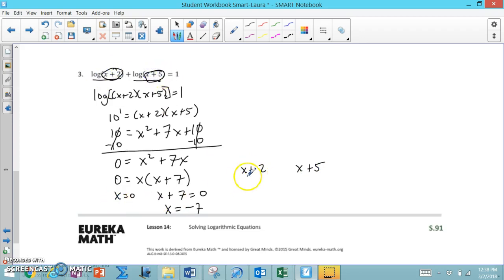So I do have to check if I plug 0 in here. Yes, that's greater than 0. So that's okay if I plug 0 in here. Greater than 0. So x equals 0 is an answer. Take negative 7, and if I put that in for the first log, I get something less than 0. So that does not work. So this one would be an extraneous solution. So this is our first example of how we would need to use our log properties, and also of how we would get an extraneous solution.